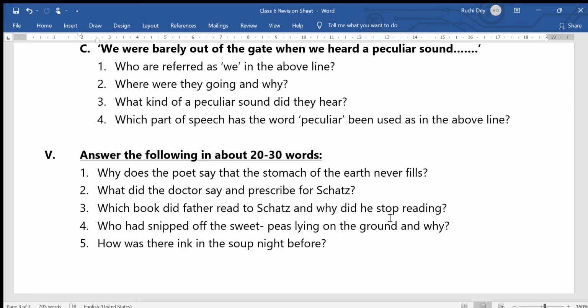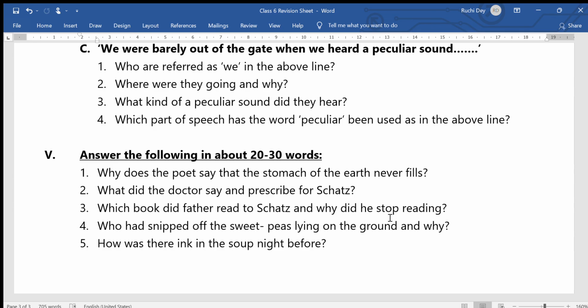Who had snipped off the sweet peas lying on the ground and why? Well, it was none other than the Pret who had been doing this. It was just a way of him to distract grandfather. So he had snipped off the sweet peas lying on the ground to distract grandfather. How was the ink in the soup the night before? Now, the ink belonged to the narrator, the little boy, and from his table, it had gone into the soup. That episode has to be mentioned here.